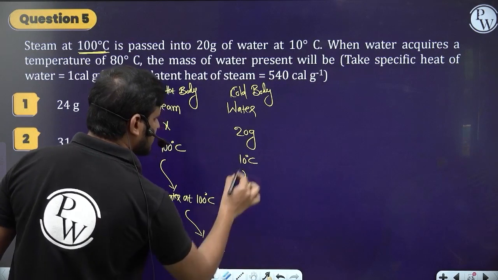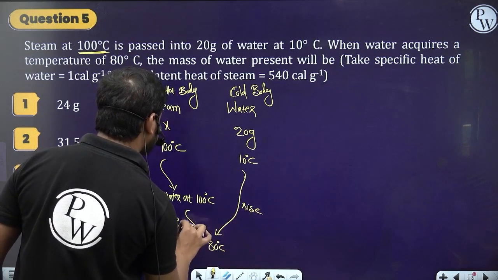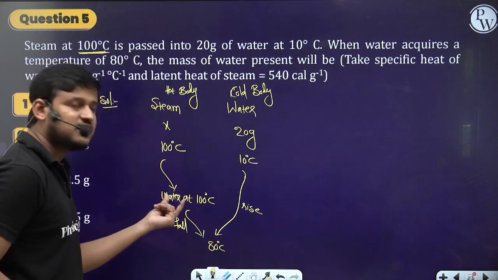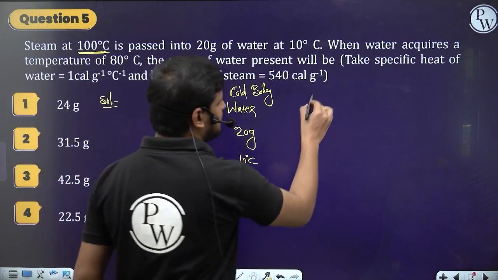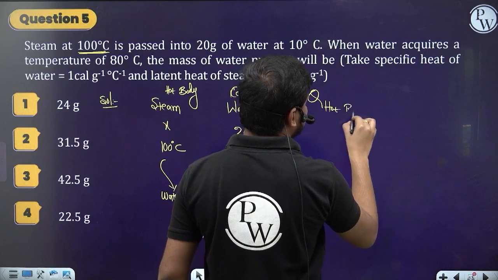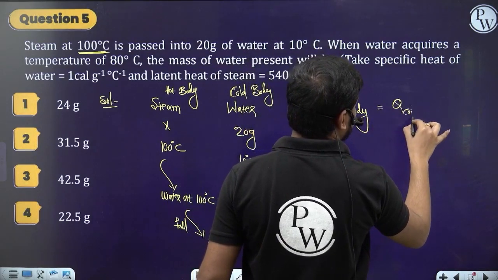degrees centigrade. So here the rise in temperature takes place, here the fall in temperature takes place, but the hot body is not directly the water. First it is steam, then converting to water, and then it is mixing with the cold water. So the same concept you can apply. The heat lost by the hot body is equal to the heat gained by the cold body.